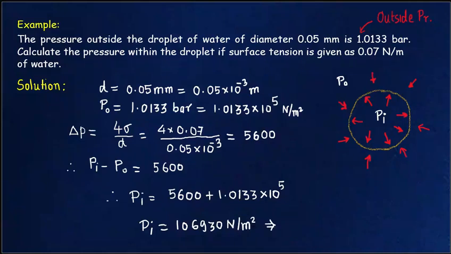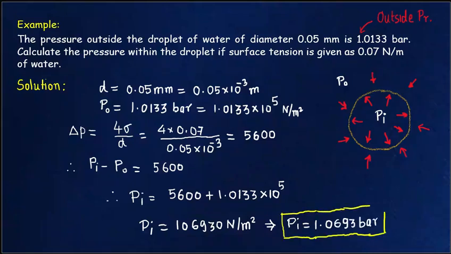If you want to convert this into bars, you have to divide it by 10 raised to 5. So the inside pressure will be around 1.0693 bar. This is how you can easily calculate, friends, the inside pressure when a droplet of 0.05 mm is formed under the atmospheric condition of 1.0133 bar for water which has 0.07 Newton per meter of surface tension. So like this we can easily solve problems based on the surface tension of liquid droplets.